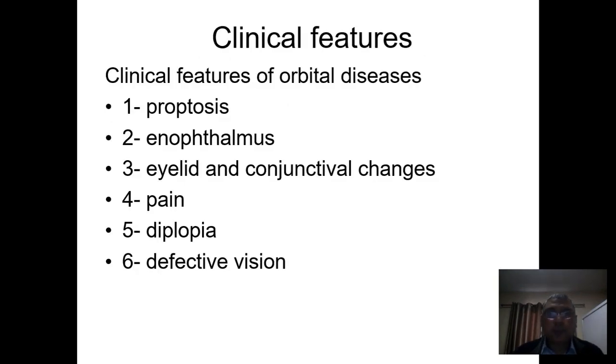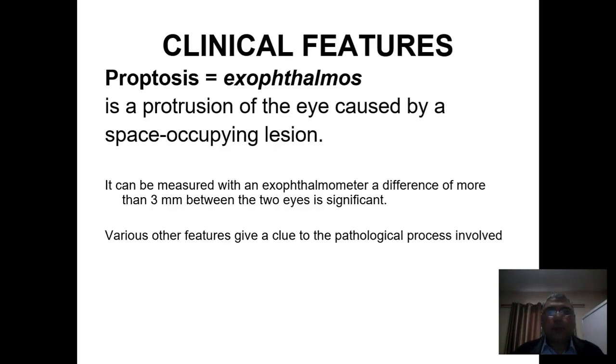What are the clinical features of orbital disease? Proptosis, enophthalmos, eyelid signs and conjunctival changes, pain, diplopia, defective vision. Proptosis, or exophthalmos, is the first clinical feature we see in orbital diseases. It is protrusion of the eye, usually caused by a space occupying lesion behind the globe.